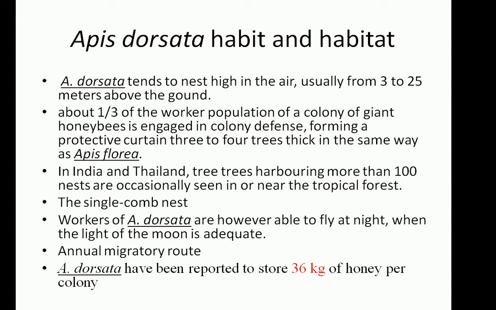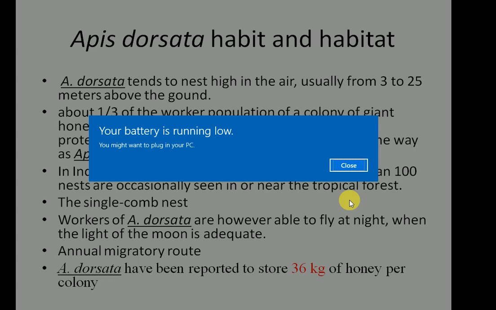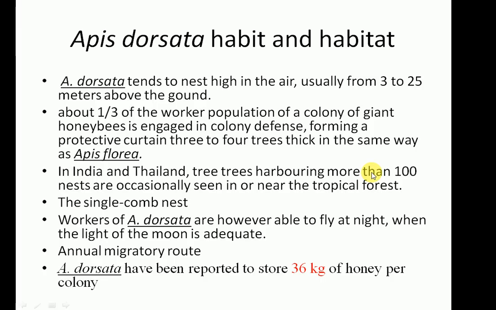In the same way, there is Apis florea. In India and Thailand, there are some beekeepers who observe about 6 to 100 colonies found on a large tree, and this is observed only in India and Thailand, in temperate or tropical forest.